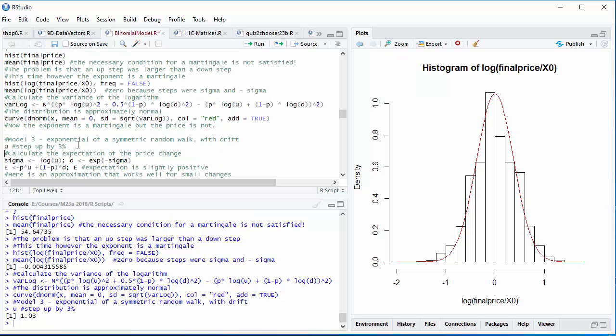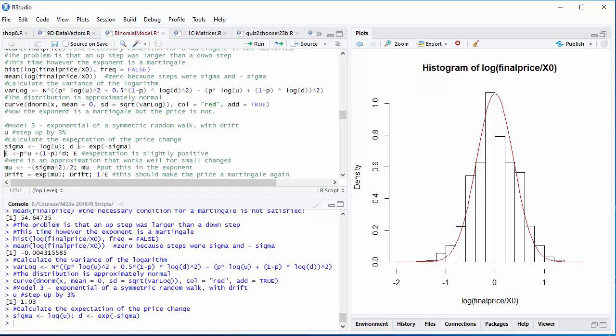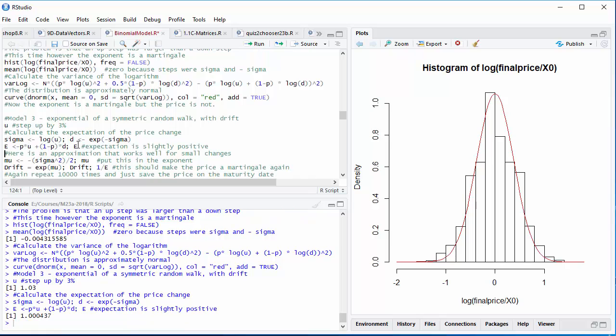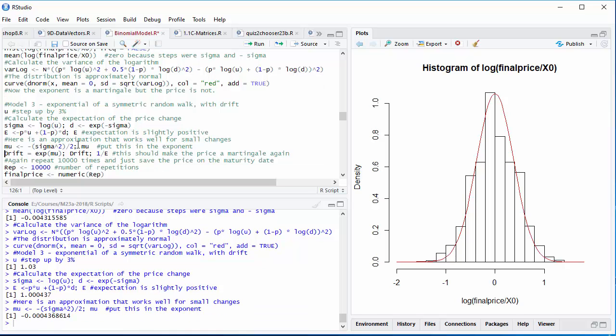Now I'm going to change the model very slightly again. I'm still using u equals 1.03. That is, an upward step multiplies the price by 1.03. A downward step divides by the same amount. And with a probability of 1/2, as we already know, the expectation was slightly positive. We can fix that by building in a little bit of price drift, and as you have calculated, the exponent for the drift is minus sigma squared over 2.